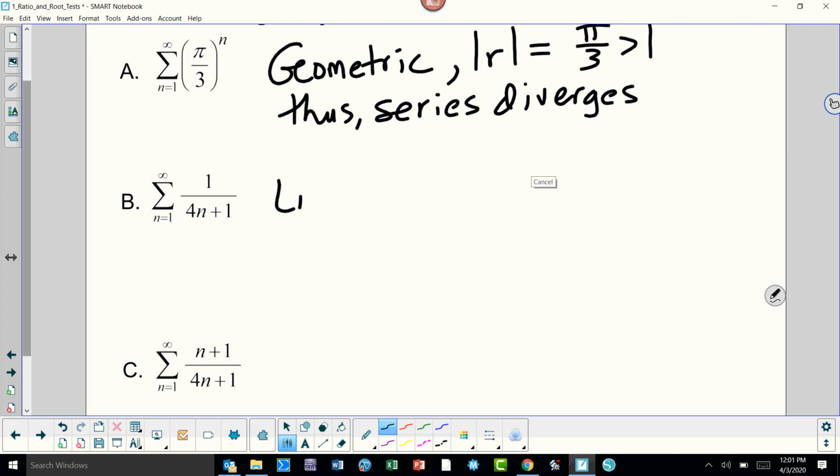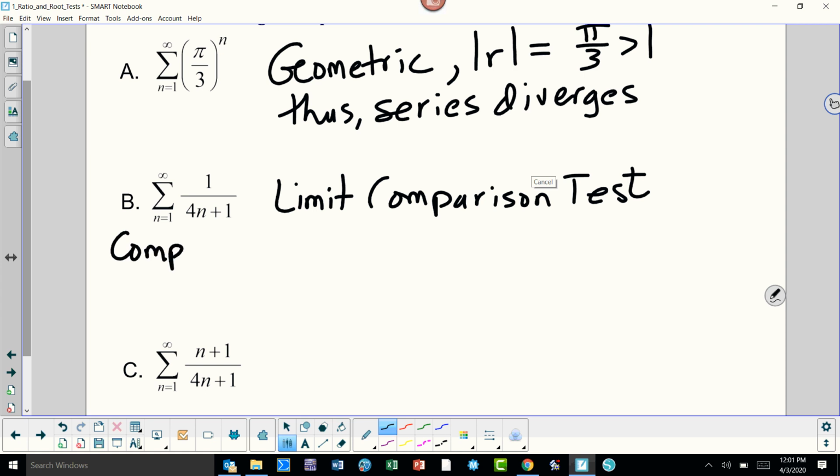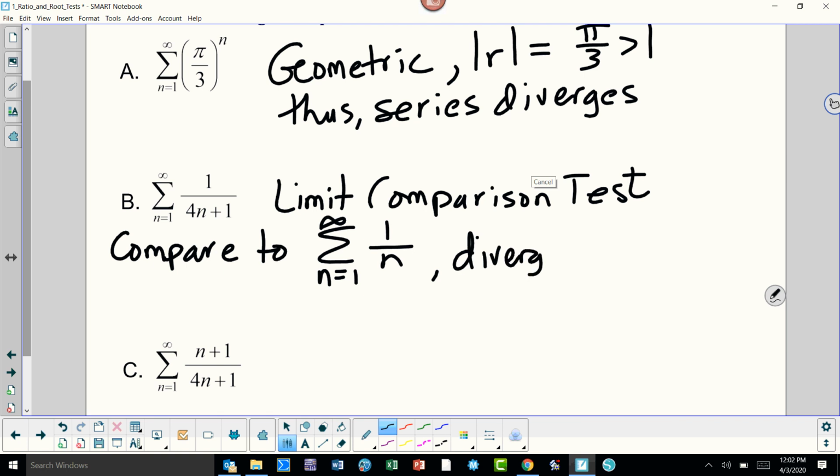So I would use the limit comparison test. And again, my clue, and something you might write for yourself, that this would be a good choice is that it's a rational function. It's a polynomial over a polynomial. So what I would do is compare it to, and remember, you basically get rid of all the numbers and things and just look at this. So I would compare it to 1 over n, which is a divergent harmonic series.